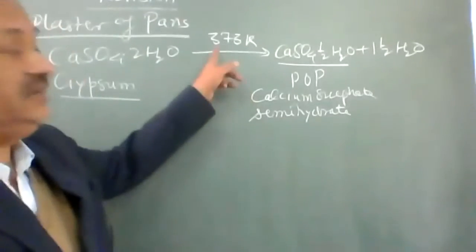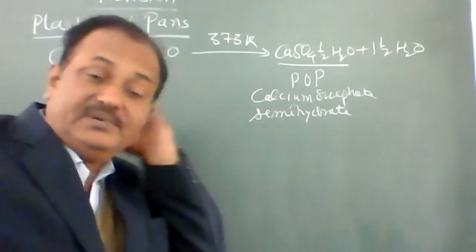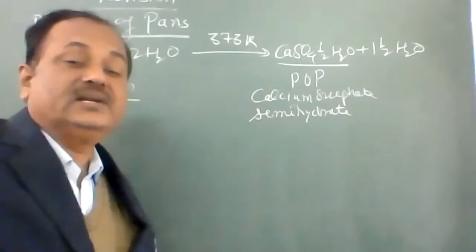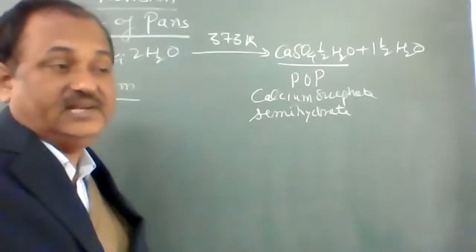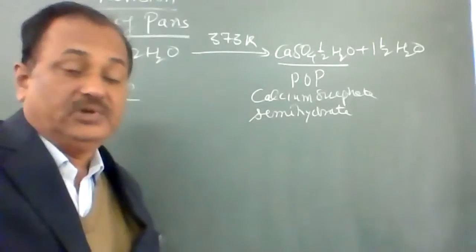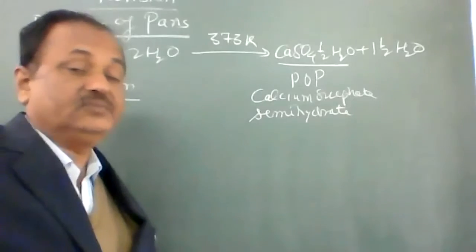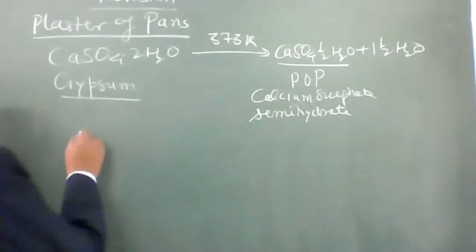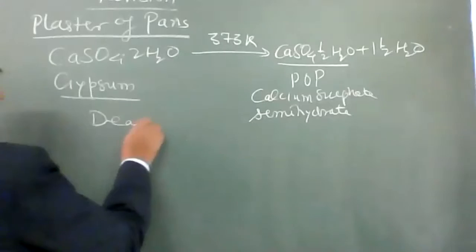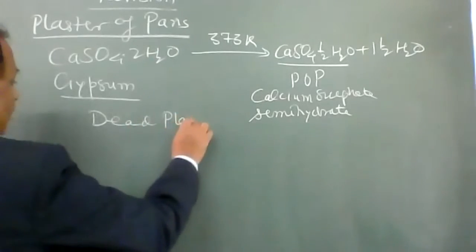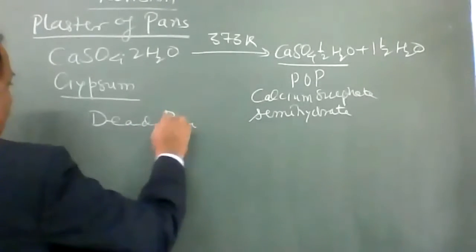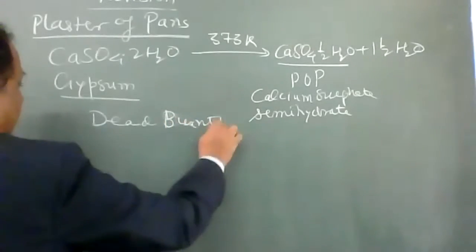So the temperature is very specific. 373 Kelvin is the temperature. And if the temperature is increased, then it loses water molecules completely and dead burned plaster is formed. So I am going to explain next, dead burned plaster.